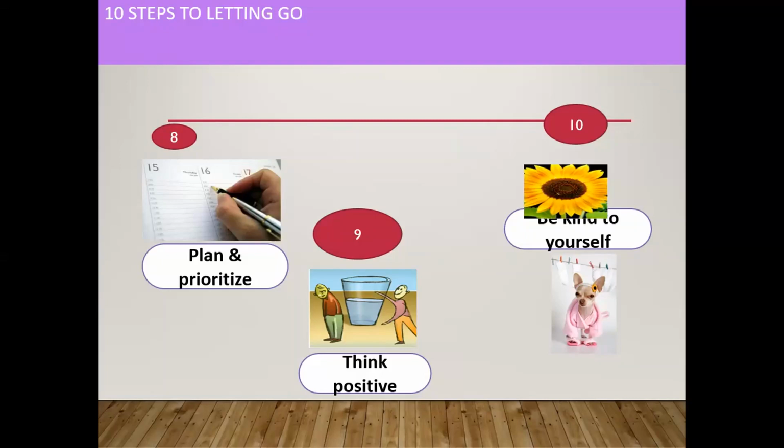And the last suggestion, number 10, be kind to yourself. Yes, find those moments where you can actually take care of yourself. Do something for yourself. If you're always doing for others, find time to actually do some things for your own benefit. So those are some ways that can assist us in coping with the different types and levels of stress that we have.